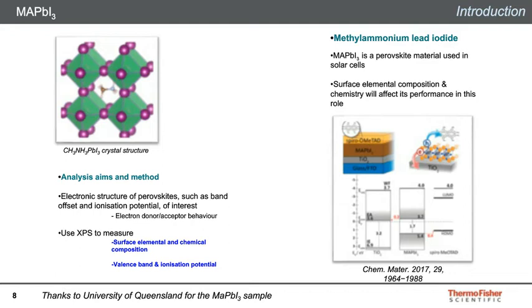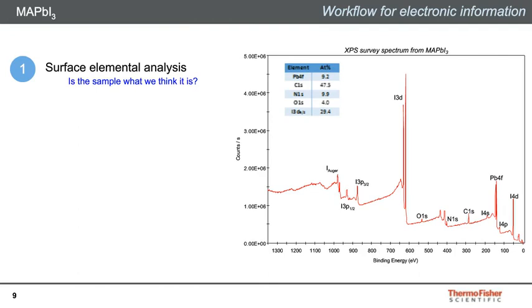The first step of any XPS analysis is to acquire what we call a survey spectrum. This enables the analyst to identify all of the elements within the top 10 nanometers of the surface, even those which maybe shouldn't be there. The survey spectrum really allows the analyst to work out whether the sample is what they think it is. In this case, we can see the expected elements, including lead, nitrogen, and iodine. There is also a little bit of surface oxygen from exposing the sample to atmosphere.